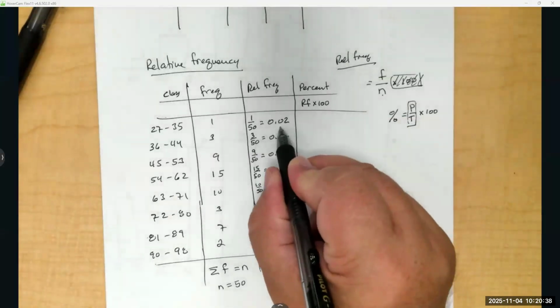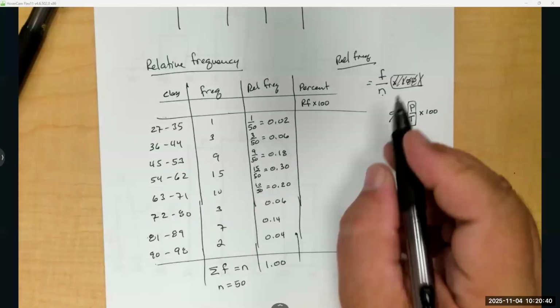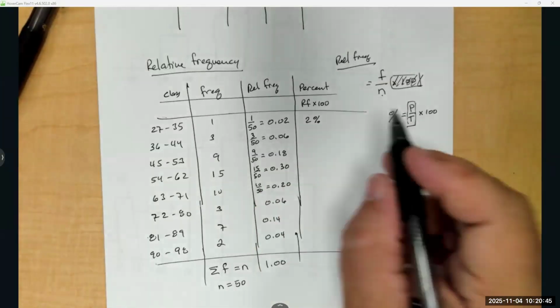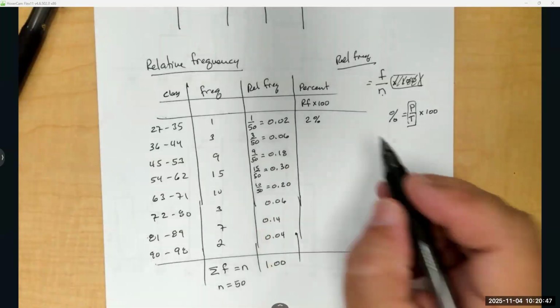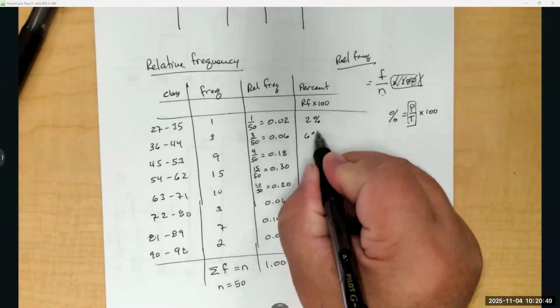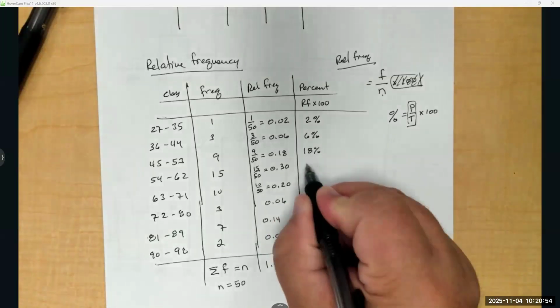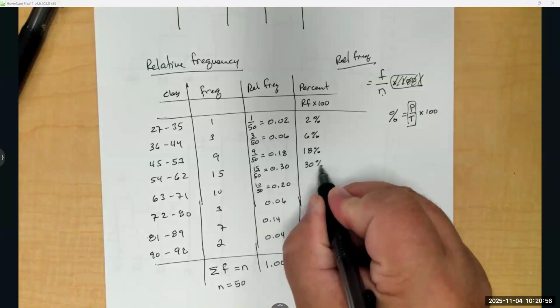So that means the first one is going to be what? 0.02 times 100 is 2%. You just move the decimal 2 to the right. So the next one is 6%, 18%, 30%.